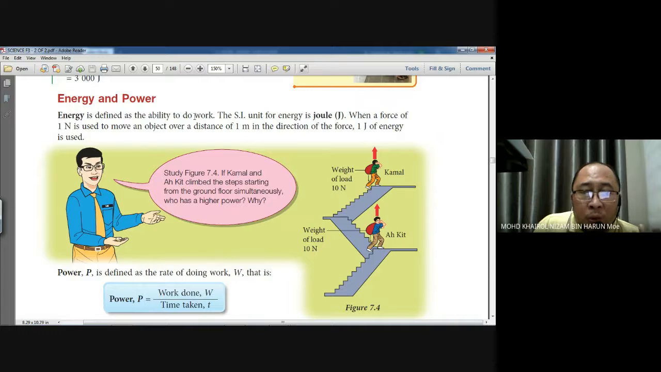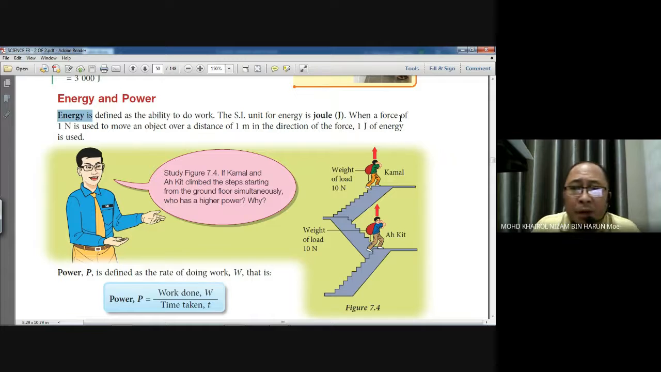So when we want to do any work, we require energy. What is the value of energy that enables us to do a work? Whatever work has been done, that is the value of the energy. The SI unit for energy is joule, same as work. So without energy, work cannot be done.